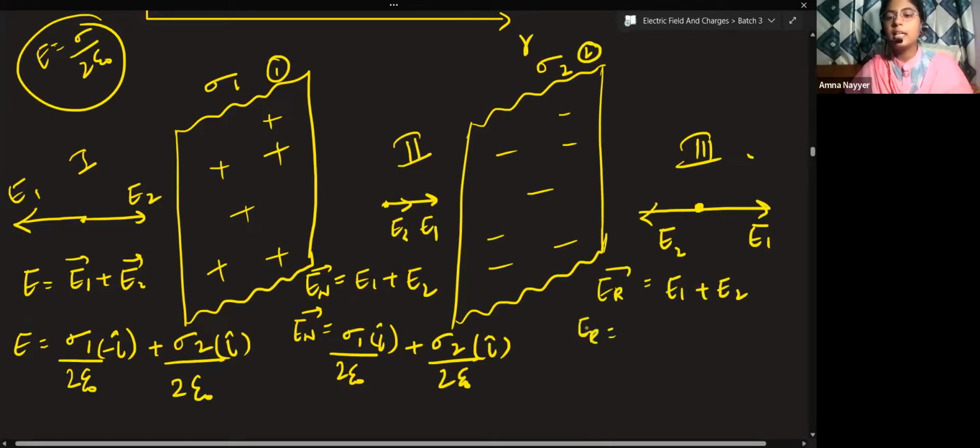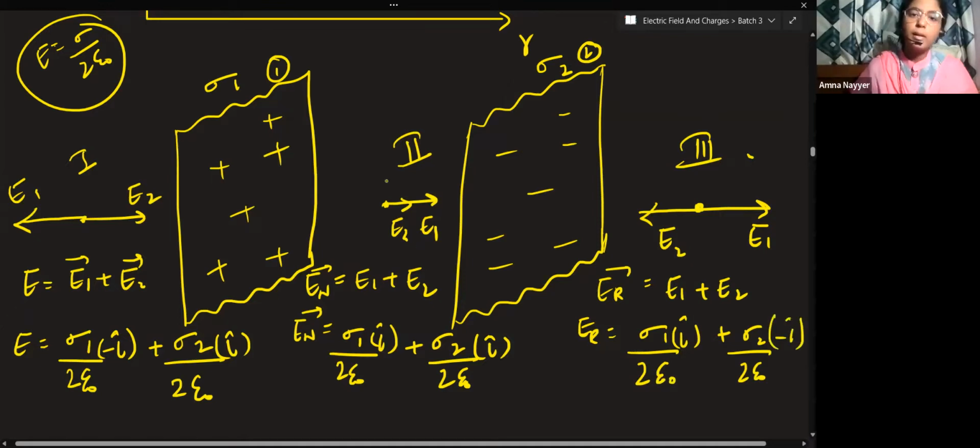E resultant will be: E1 is again sigma 1 by 2 epsilon naught. E1 is in the positive x-axis direction, so this is i cap, plus sigma 2 by 2 epsilon naught. This will be in the negative x-axis direction, minus. All right. So note it down. In this manner, you get the question.